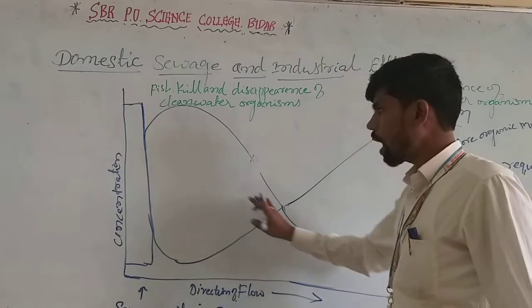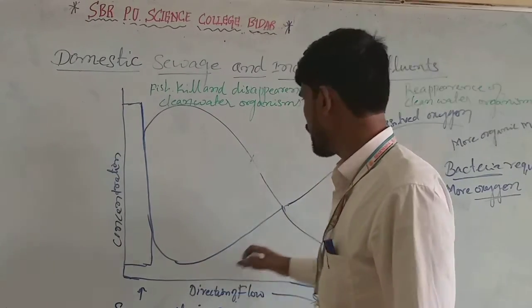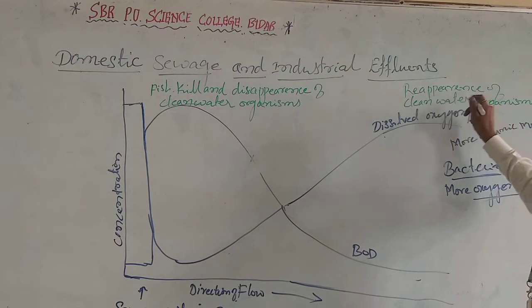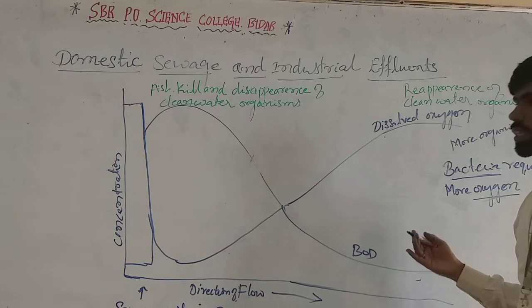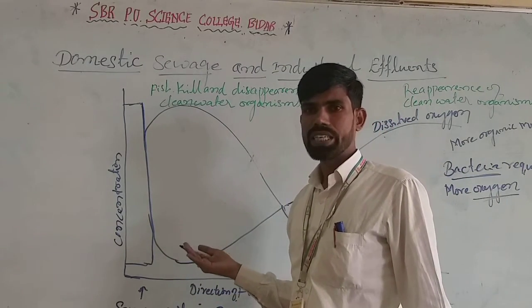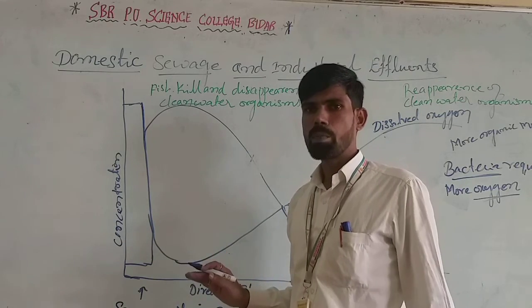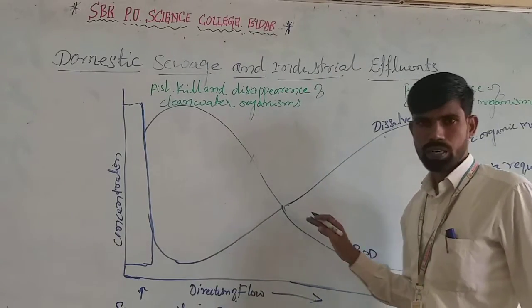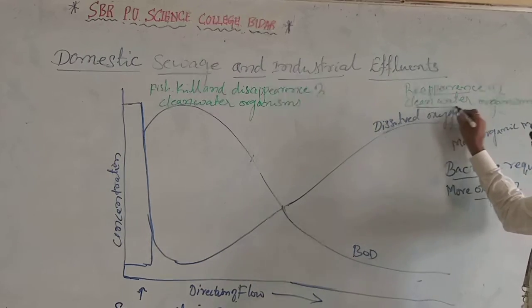Now what happens after decomposition of that organic matter? Once again the water will clear, and the fishes or organisms reappear. Why? Whatever organic matter is present is decomposed by the bacteria. When it is completely decomposed, the water body becomes pure and you see the reappearance of clean water organisms.